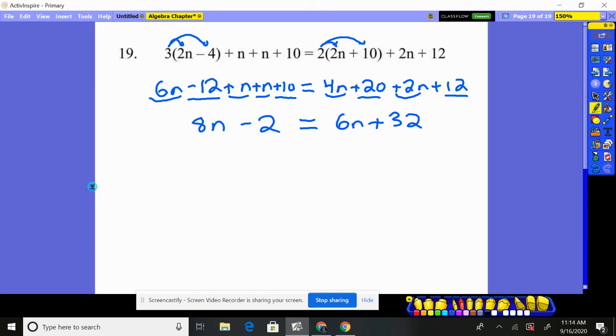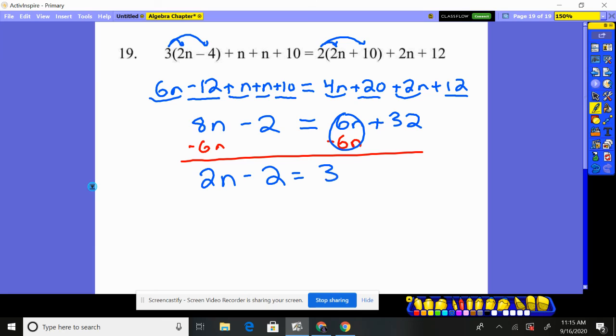Now, get all your variables to one side, all your numbers to the other. So who's going to move? Let's see, I have 8n on the left, 6n on the right. So let's move the 6n over. So we're going to take away 6n from both sides of the equation. That leaves me 2n minus 2 equals 0 plus 32, which is 32.